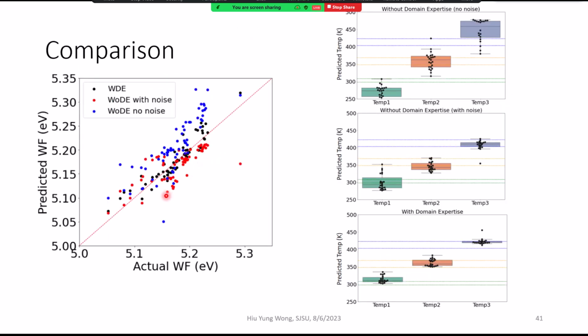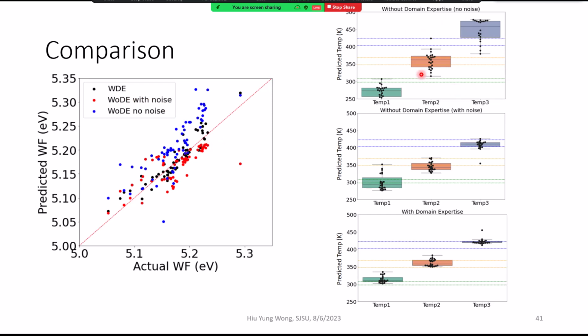The black one is with domain expertise. Here you try to predict the work function, and you see that it predicts pretty well. If we extract the V0 and SS and then predict, you see it predicts pretty well for this very noisy experimental data. Now, if we go without domain expertise but use the autoencoder with noise, which is the red one, you see that it's not too bad. It's pretty close to the expert.